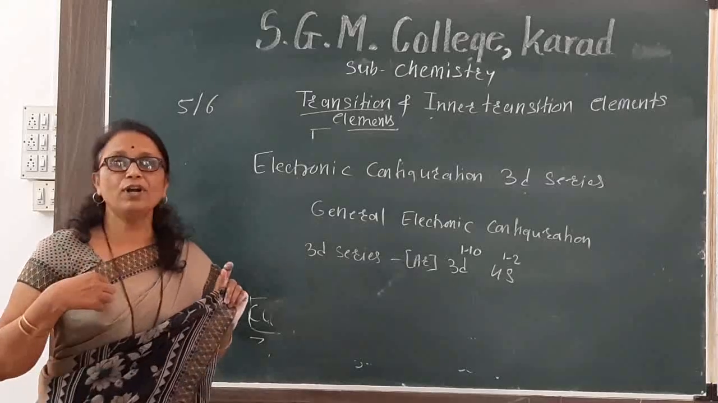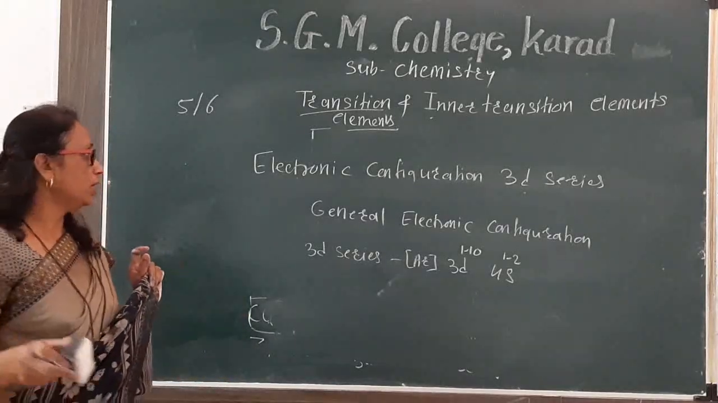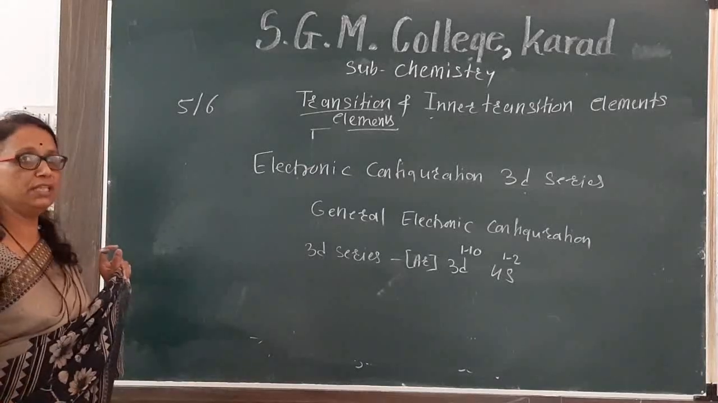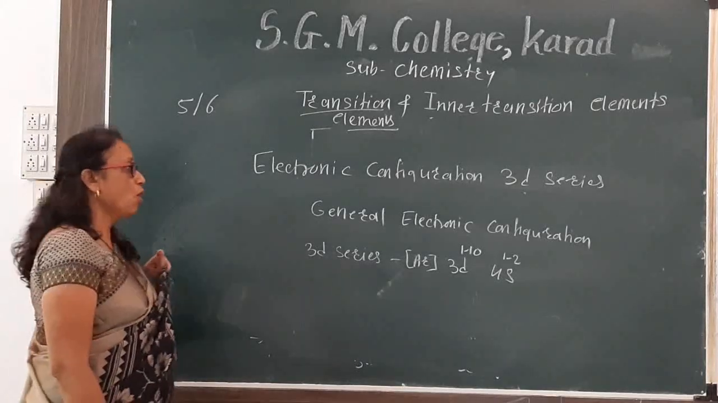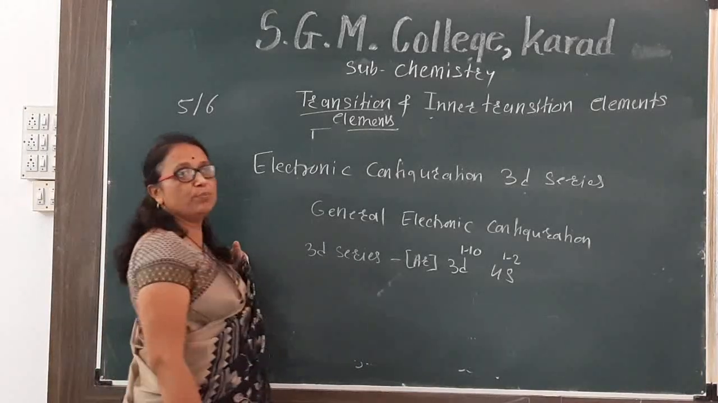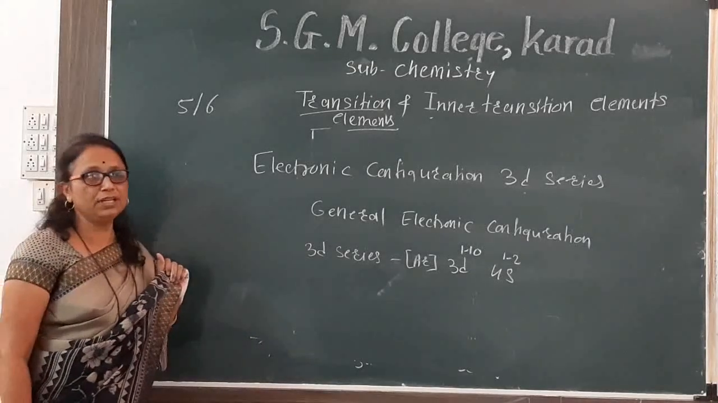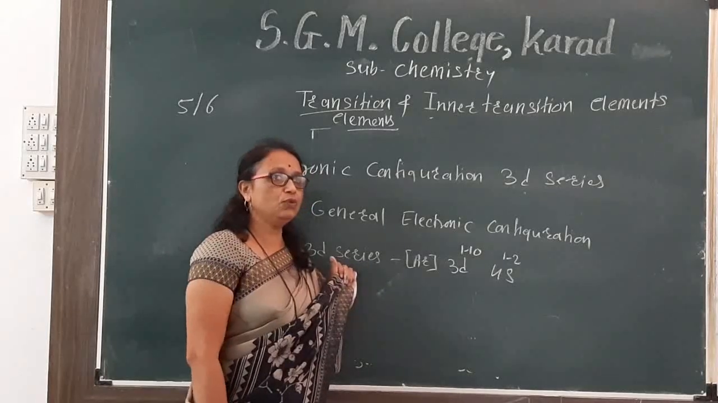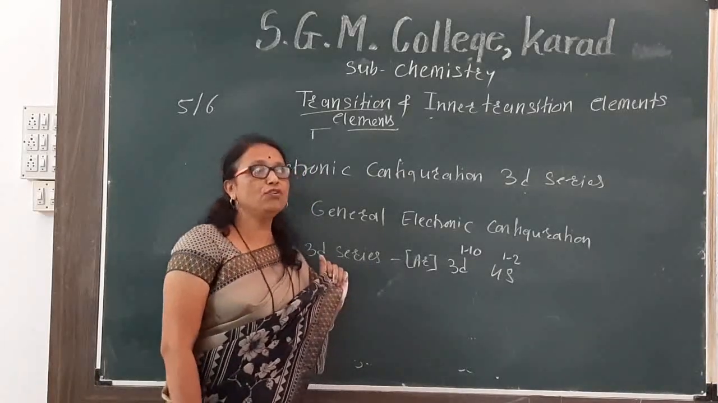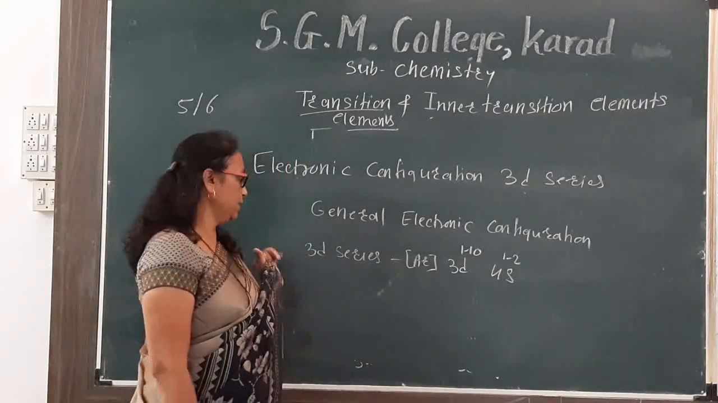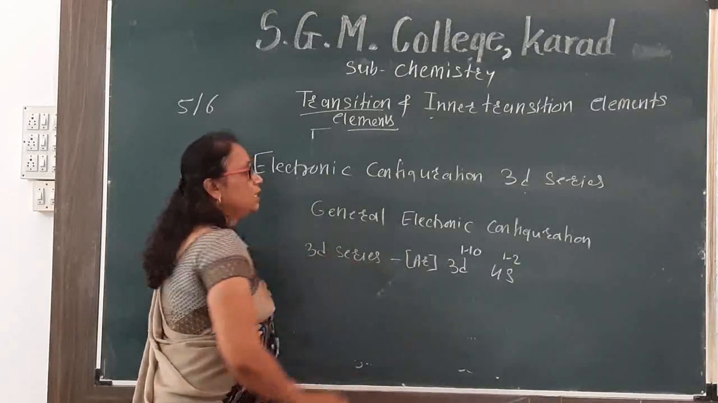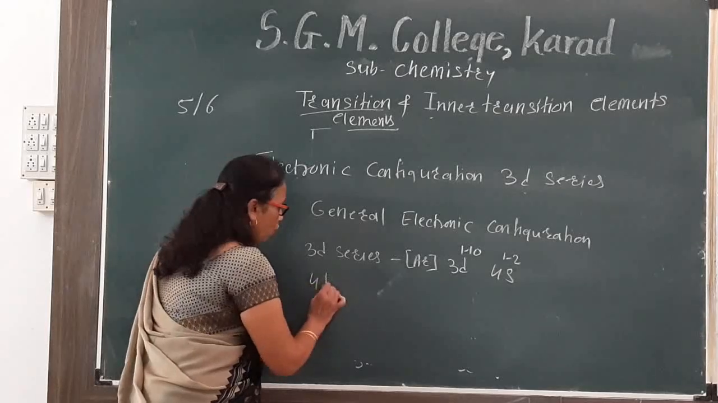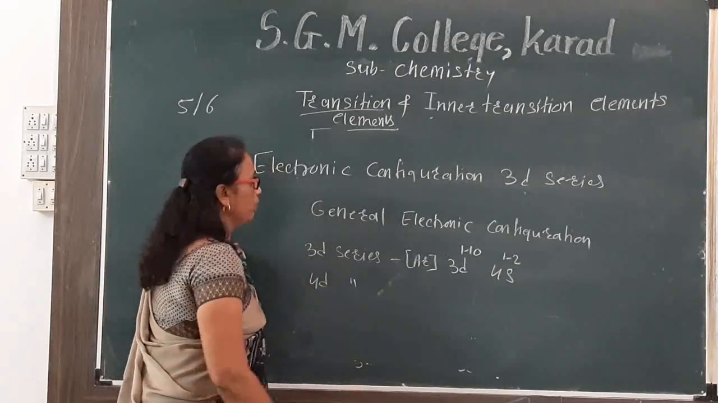That is, what is the outer or general electronic configuration of the 3d series, 4d series, 5d or 6d series? Or write the name and symbol of the first element and last element of the 3d series with atomic number, or of the 4d, 5d or 6d series. And this is the general electronic configuration of the 3d series. The general electronic configuration of the 4d series is also simple.